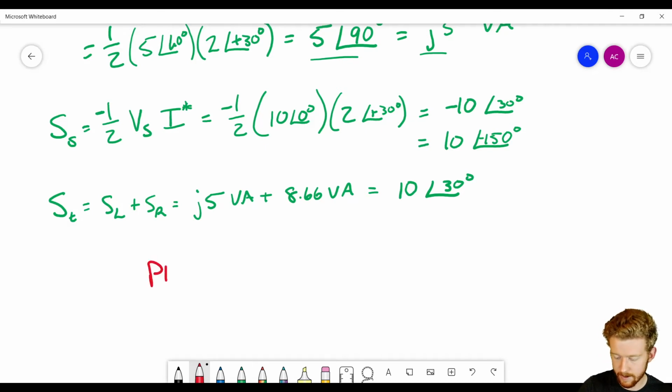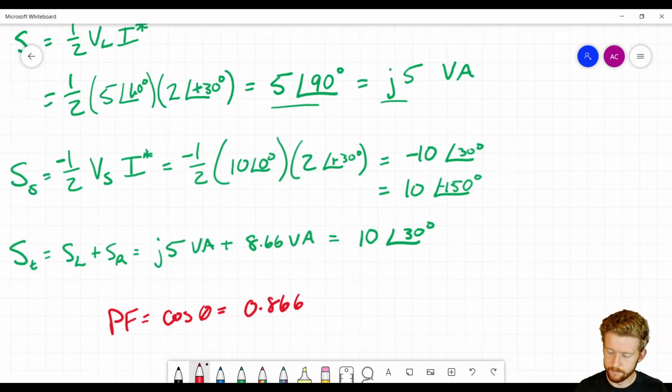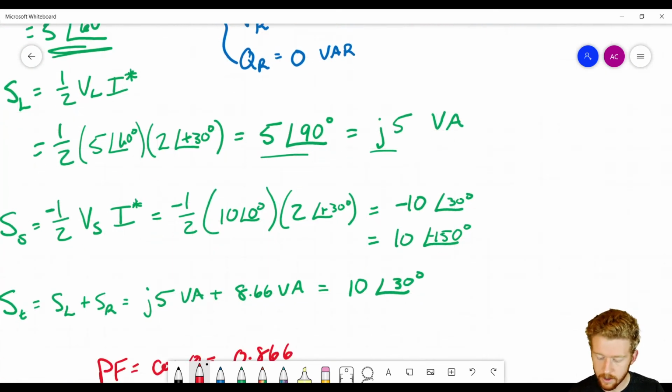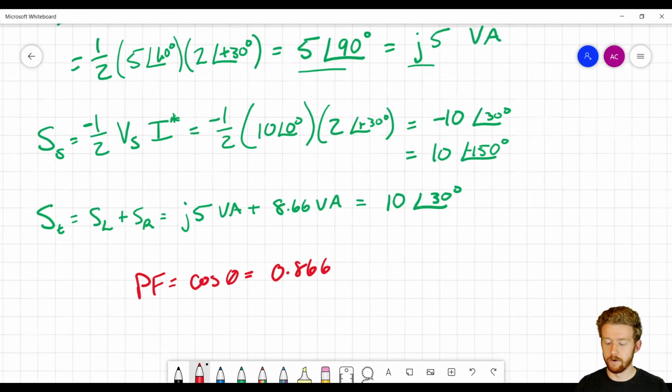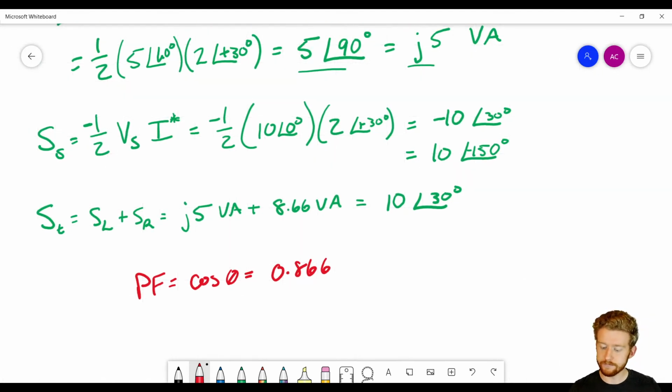So what's the power factor? Well, the power factor is just the cosine of that angle. So that's going to be cosine of 30, which I'm pretty sure was 0.866. Well, maybe 0.886. No, 0.866. Okay, so that is going to be the power factor for this case. That means for every 1 VA we send out, 0.866 of that is going to be watts, and the rest of that is going to be VAR, or reactive power.